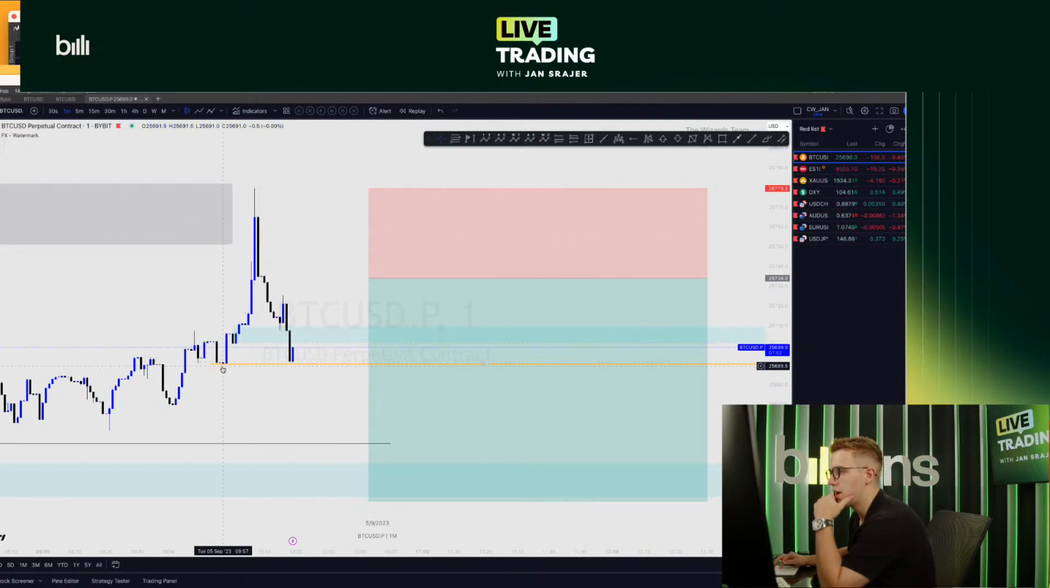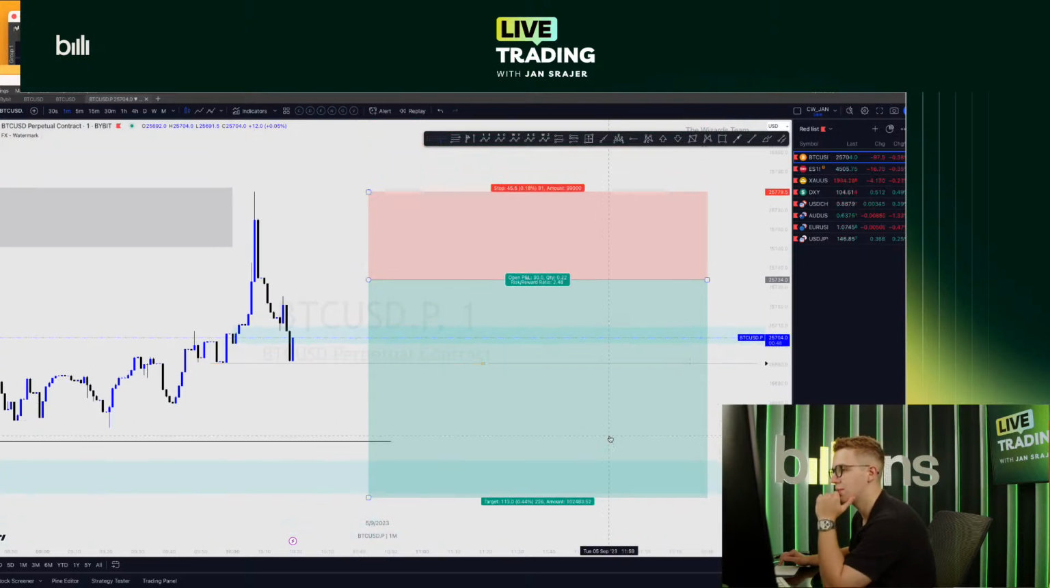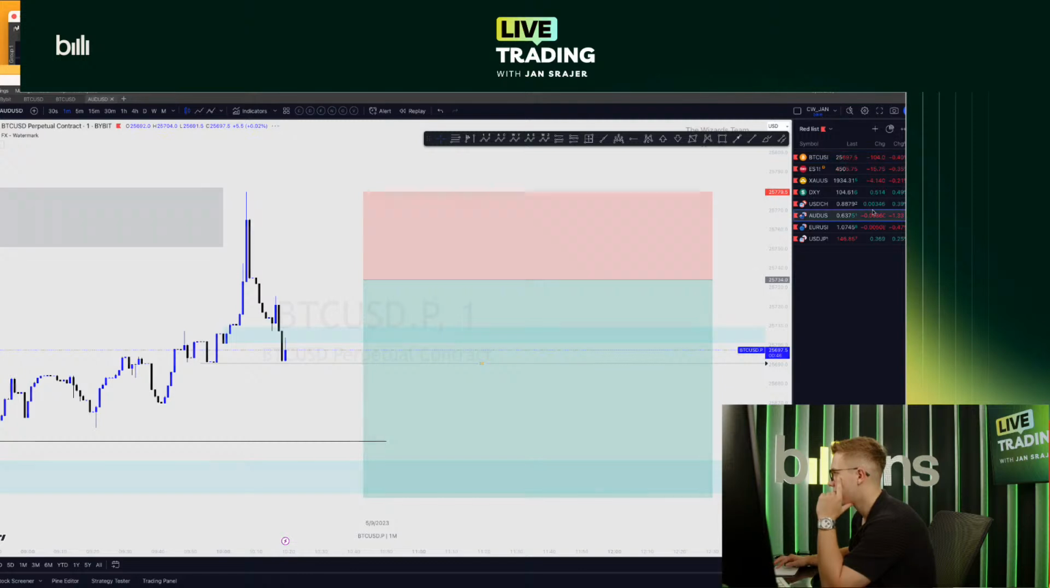Obviously, right now we are hitting this 1-minute demand. As you can see, these levels are working so well. Look at this. You can be extremely precise with these zones. You can be catching them exactly to the dollar, actually.